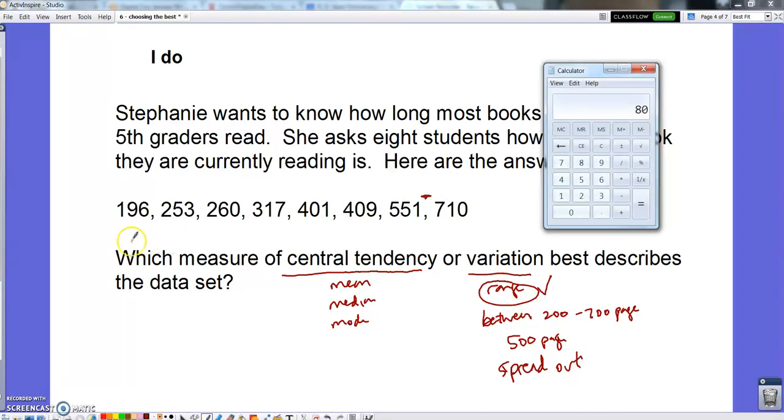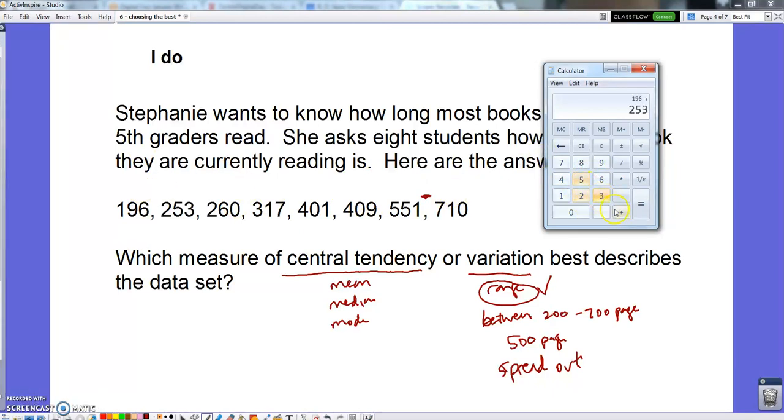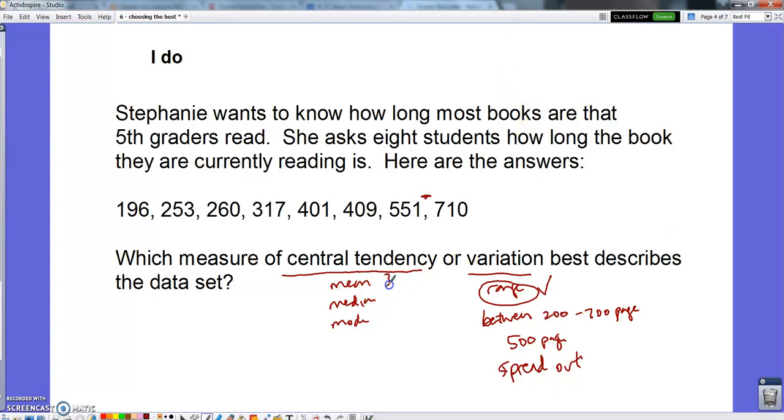Lots of times when they're really spread out and evenly spread out, that's going to make mean a good answer as well. So I might just add them up. 260, 317, 401, 409, 551, and 710. And that is 8 students, right? So divide by 8. Looks like the average is about 387. That's kind of right in the middle, so that's pretty good. The average is 387, but they're really spread out. That would be a good way to answer this question.